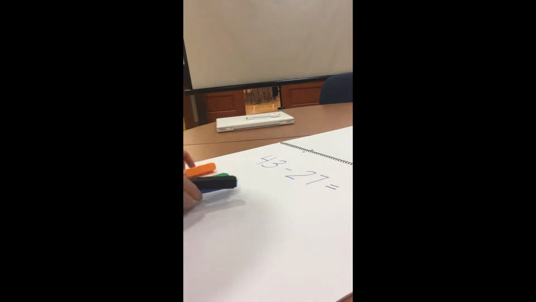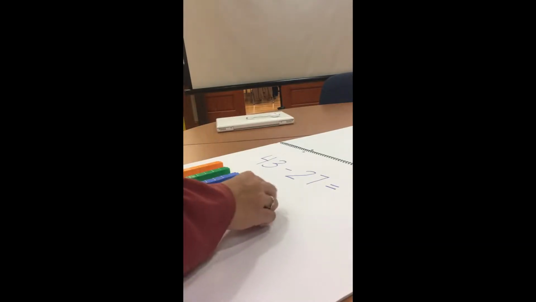Okay, so today I'm going to model how to solve a problem such as 43 minus 27. So the first thing I would do is introduce the students to the concrete aspect of it using 4 sets of 10s: 1, 2, 3, 4, 5, 6, 7, 8, 9, 10, 10, 20, 30, 40. 4 10s, plus 3 1s.